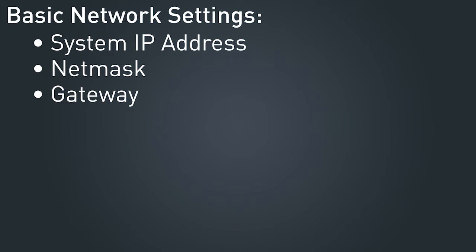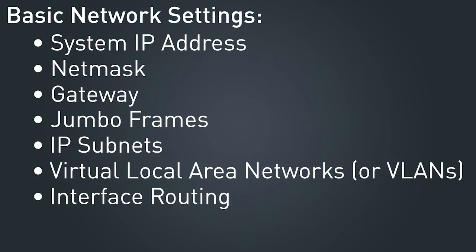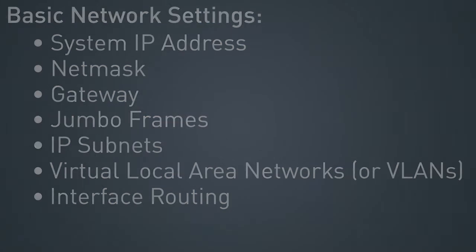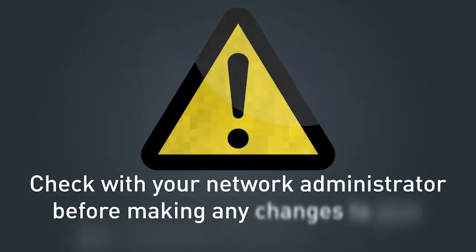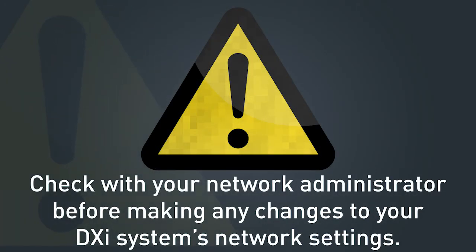Or if your network uses DHCP to assign IP addresses, then these settings were configured automatically. Depending on your network requirements, you may need to modify settings or configure additional settings such as jumbo frames, IP subnets, and more. The network settings that we're going to cover in this video demonstration are documented in the Quantum DXi V-Series User's Guide. Make sure to refer to the guide for step-by-step procedures for all tasks described in this video. Also, check with your network administrator before making any changes to your system's network settings.